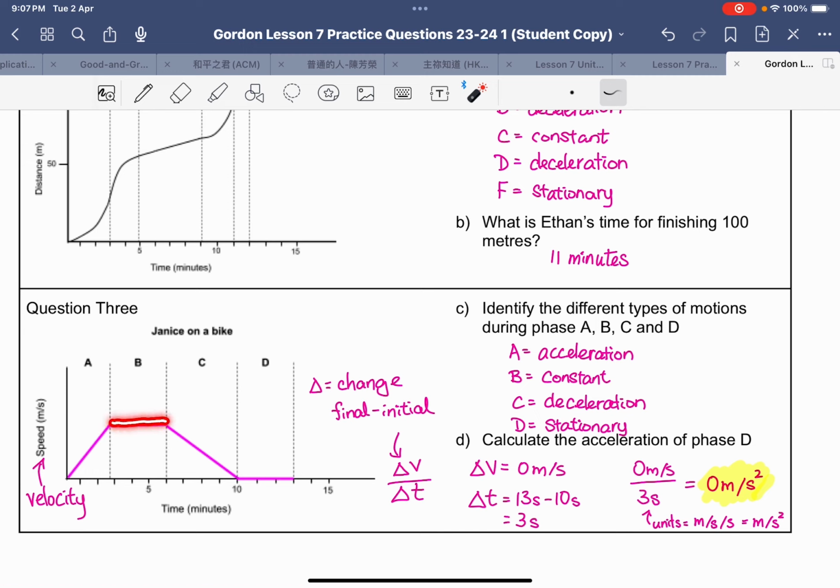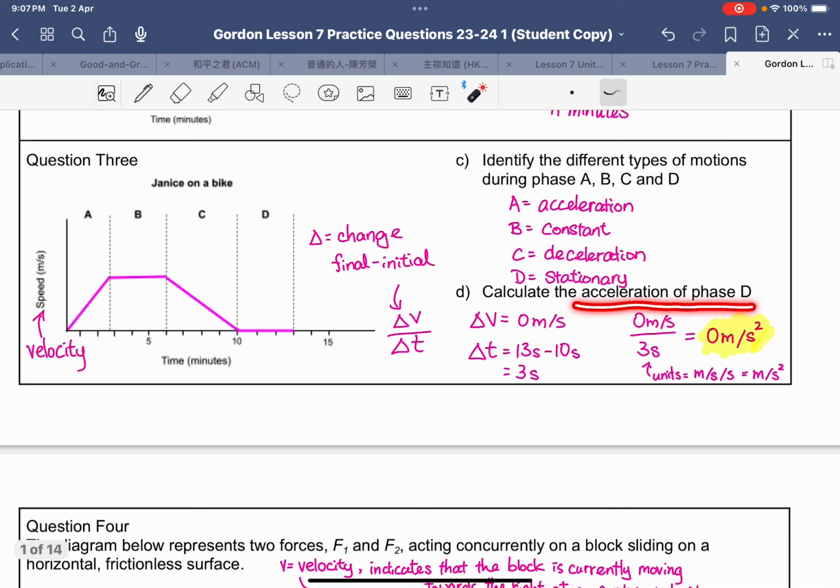This one doesn't mean that the person is not moving. It means that the person stayed at this particular speed for the next 4 seconds. Sorry, 4 minutes. And then this one, as you can see, the speed of the person was dropping until it dropped to absolute zero. So this is deceleration. And then this is stationary because the speed is zero, meaning that the person is not moving at all. So this is stationary.